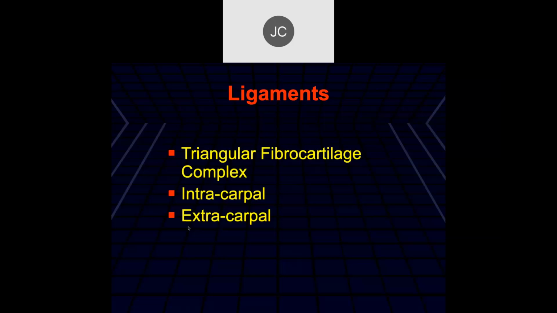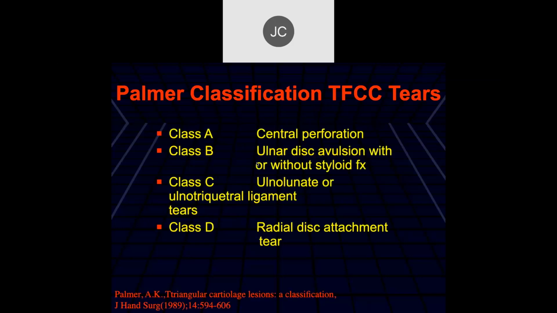Okay, so let's go on and talk about the ligaments. The external ligaments, the intercarpal ligaments we've already talked about, giving us DISI and VISI, and then the triangular fibrocartilage complex. So let's go on to the triangular fibrocartilage complex now, important for the fine-tuning motion of the wrist. And a lot of people will use the Palmer classification here of triangular fibrocartilage tears. I don't know of any others. I'm sure there's some others around, but this is the only one that I've seen used.